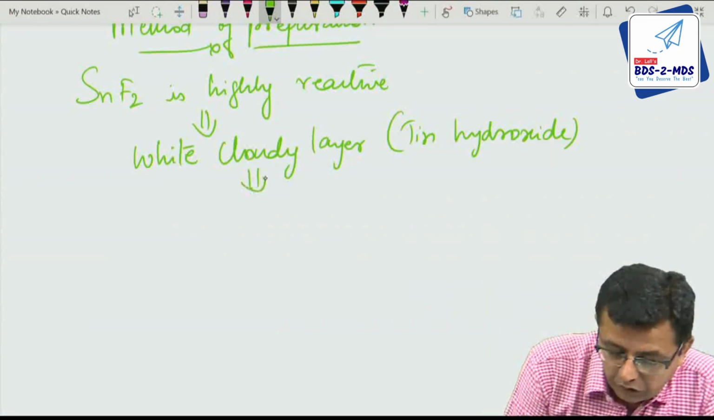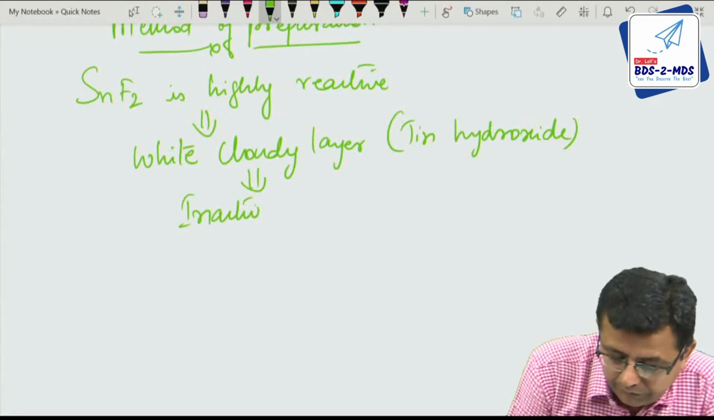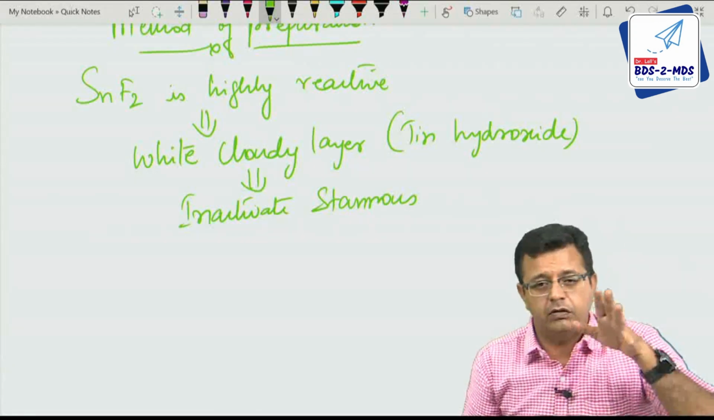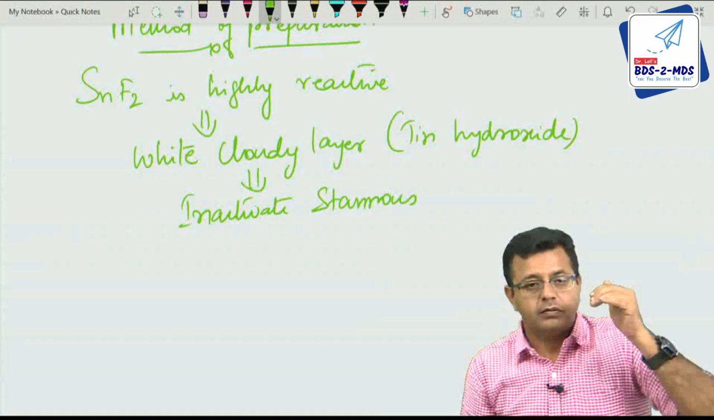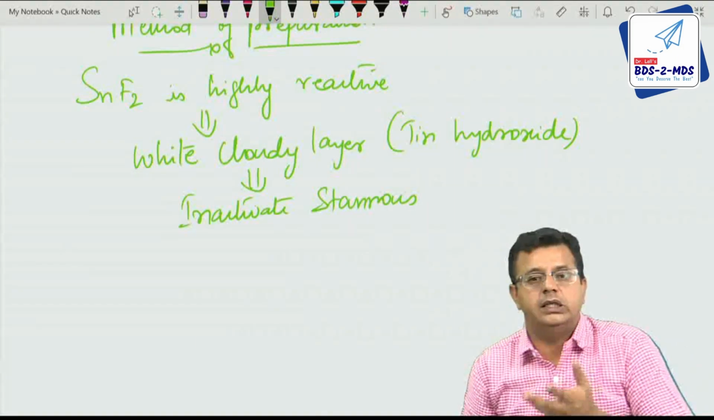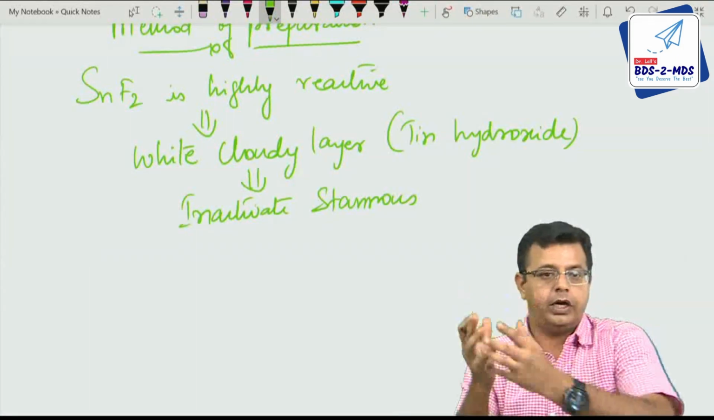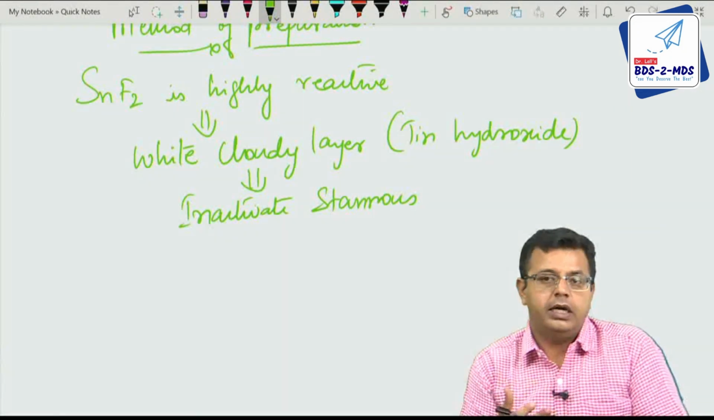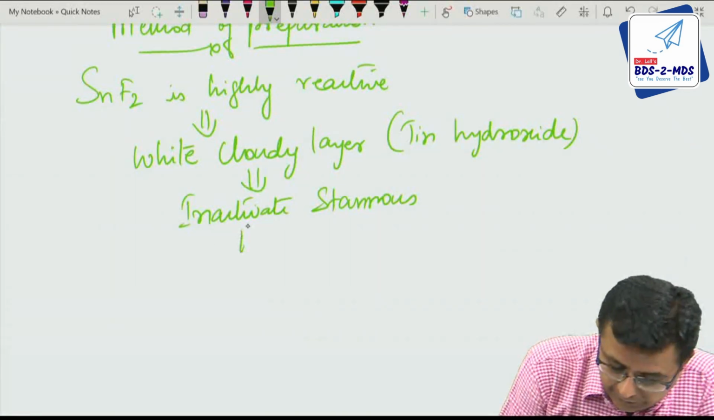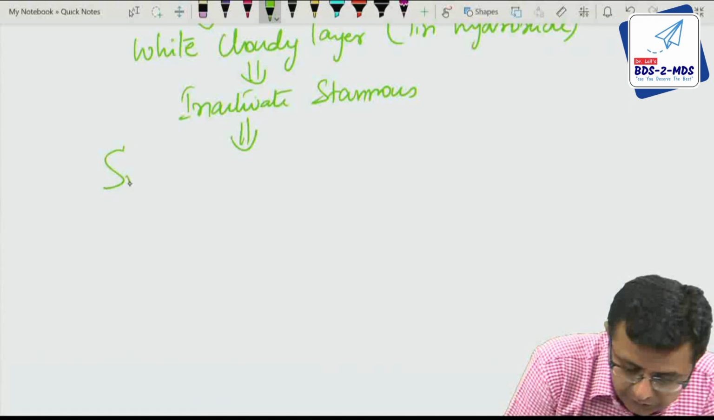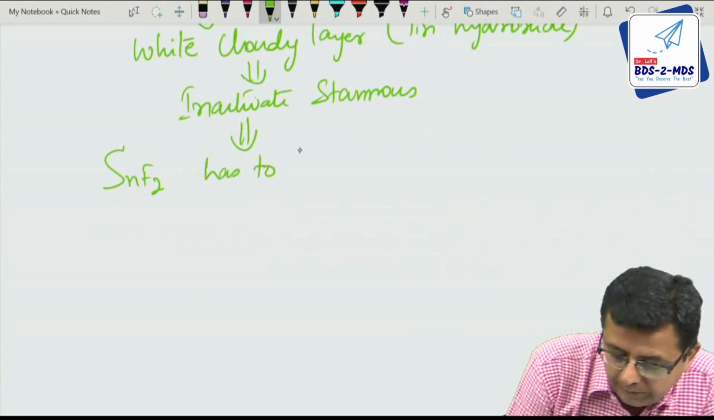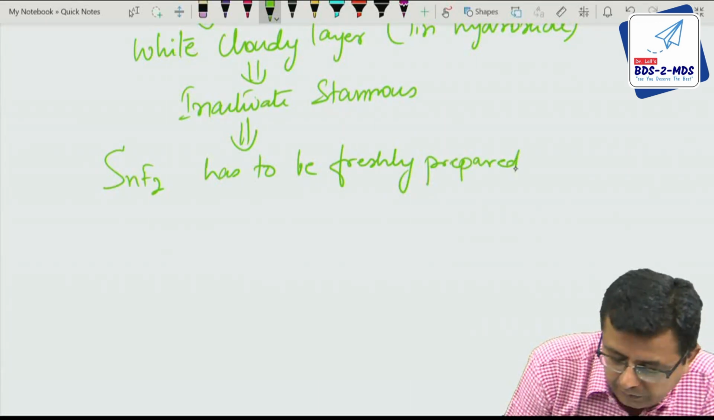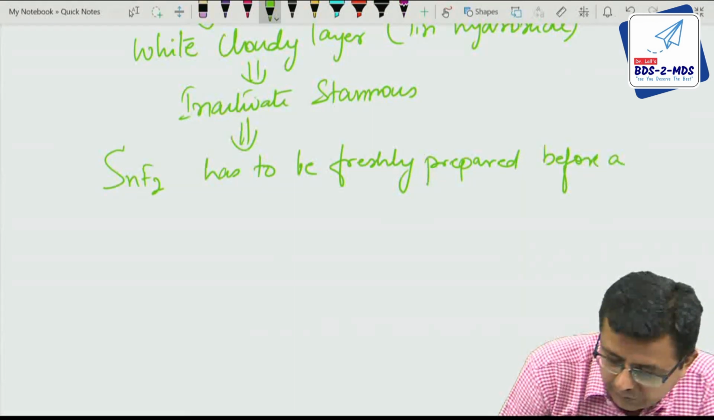This white cloudy layer that is formed will inactivate stannous. See, the advantage with stannous fluoride is that not only is fluoride anti-carcinogenic, but even the stannous is anti-carcinogenic. But if you expose it to the environment, it forms a white cloudy layer containing tin hydroxide. So the stannous is not available for preventing caries. That's why stannous fluoride has to be freshly prepared before application.